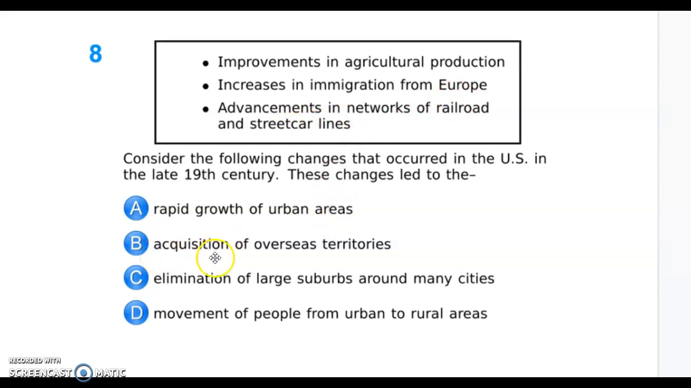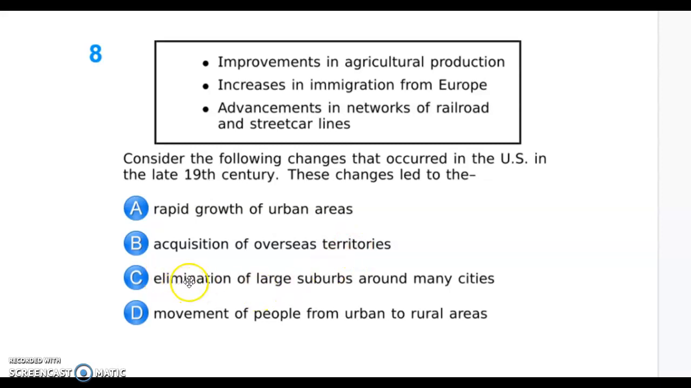B is incorrect. Acquisition of overseas territories. We're not having anything to do with overseas at this point. That will come during U.S. expansionism. We're not acquiring anything outside the United States yet because it's just now kind of being acquired itself.